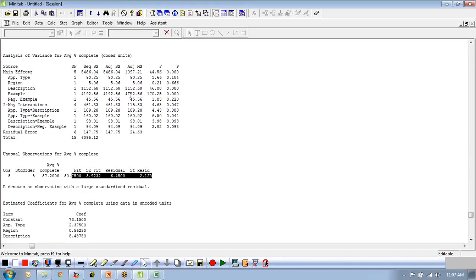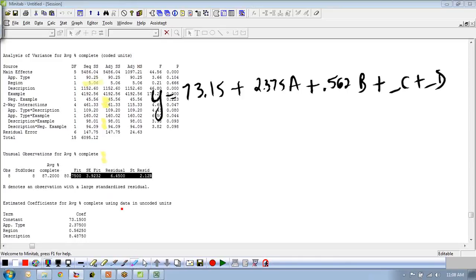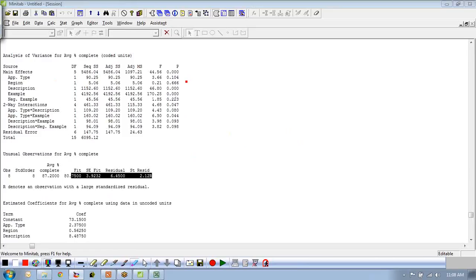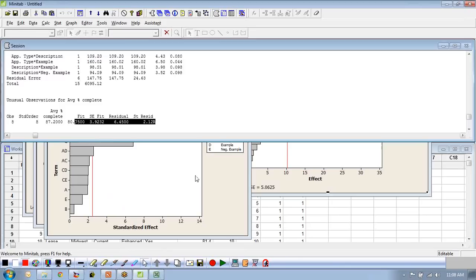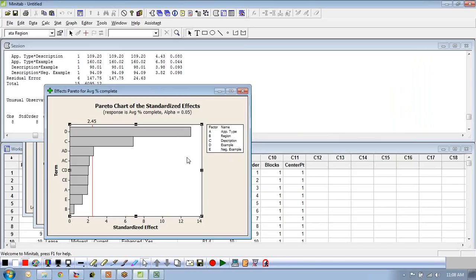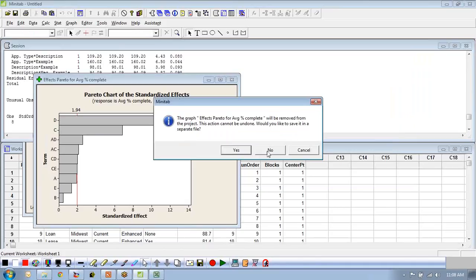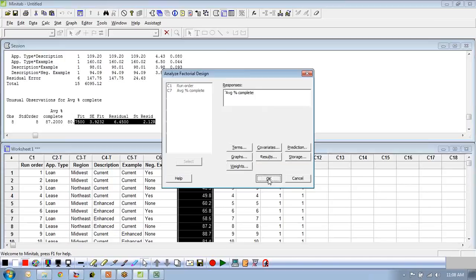Let me go back to my highlighter here. Oops, erase all of this. Here are the ones that are really significant. This guy right here, this guy right here, this guy right here. So those are the things I'm going to keep. Okay? That was my first one. Here's the one I've got. And just close down all the graphs because I got so many of them. I hit the redo button again. There we go. D, C, and AD. So those are the ones I'm going to keep.